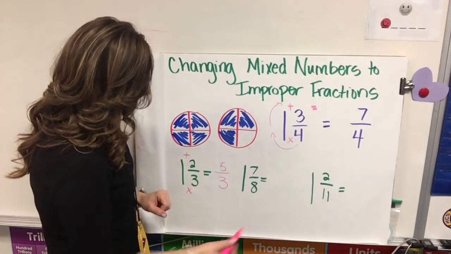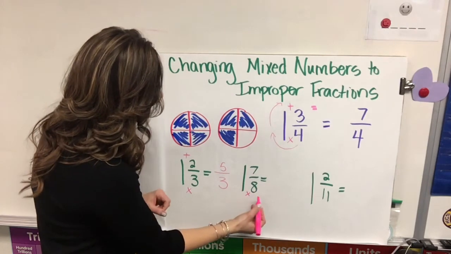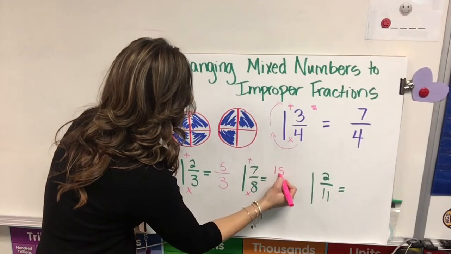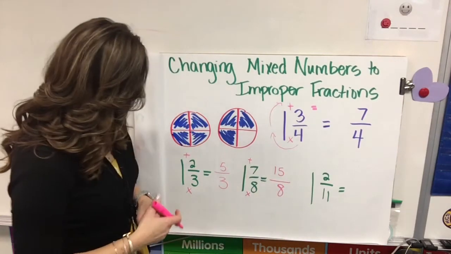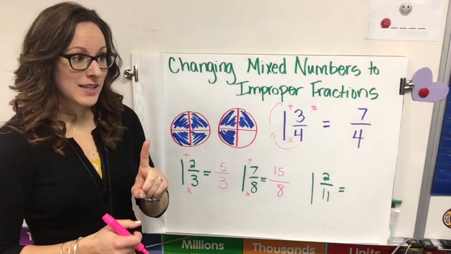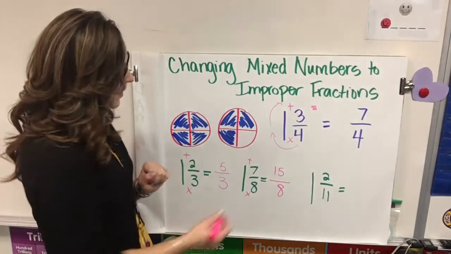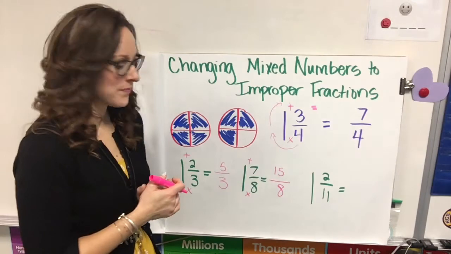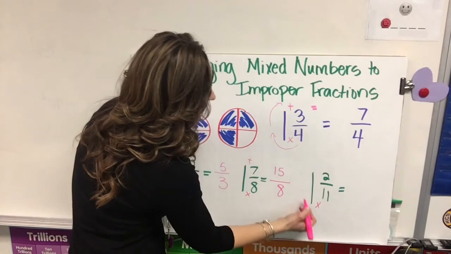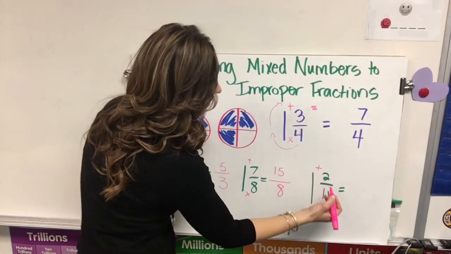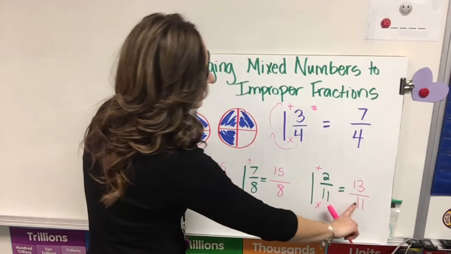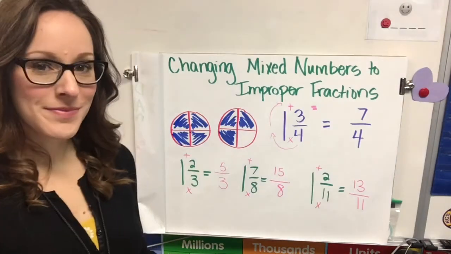Let's do 1 7/8. 8 times 1 is 8, plus 7 more is 15. And I keep my denominator, so I have 15/8. If I divide 15 by 8, that will give me 1. And of course I'll have 7 left over, so I would indeed end up with 1 7/8. Last one, and then I'm going to give you your practice problem. 11 times 1 is 11, plus 2 more is 13. And so 1 2/11 equals 13/11.